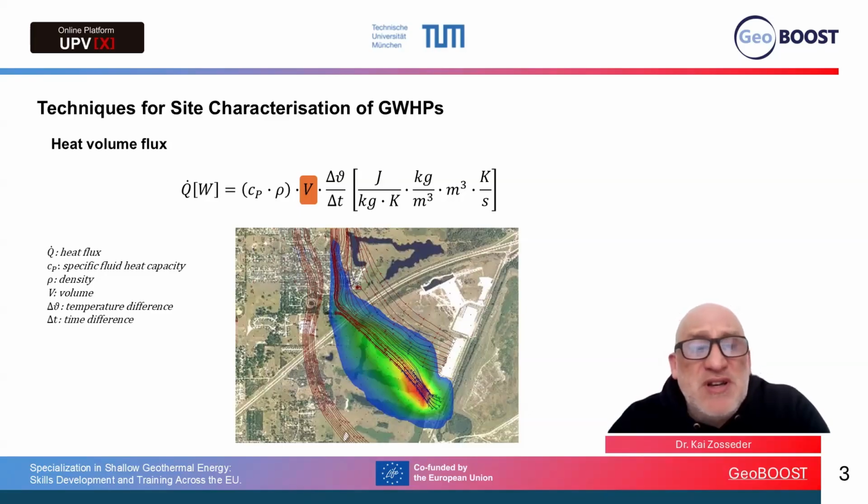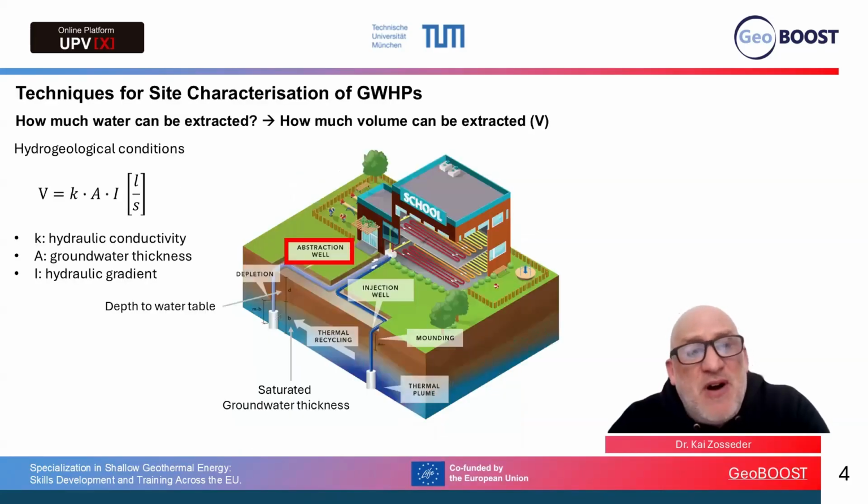Of most importance is the volume. So how much volume can be extracted from our aquifer, from our groundwater. And this is defined more or less by 3 parameters: hydraulic conductivity, groundwater thickness, and hydraulic gradient. Hydraulic conductivity is based on the porosity of rocks, so with high porosity or low porosity, or the so-called effective porosity, so how much water can flow through my underground media.